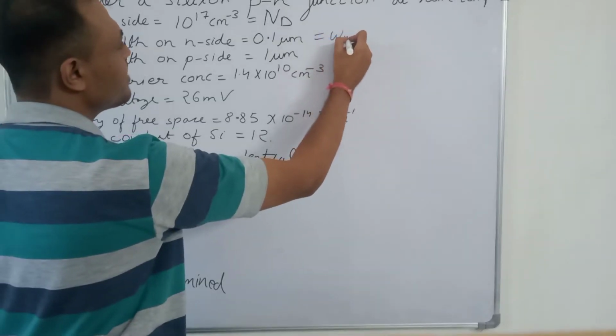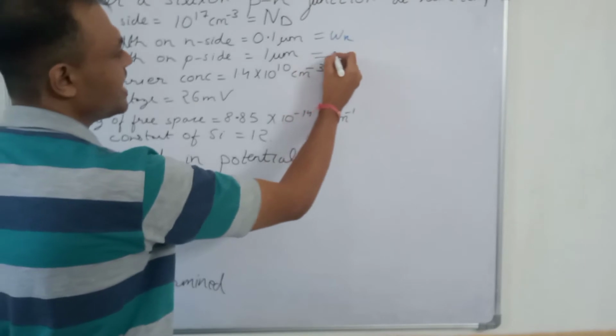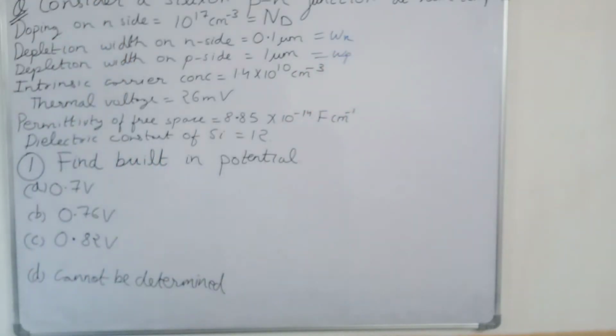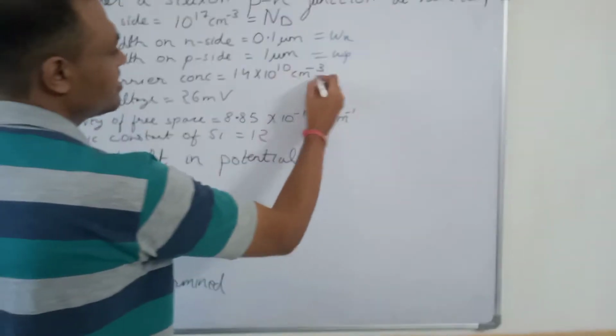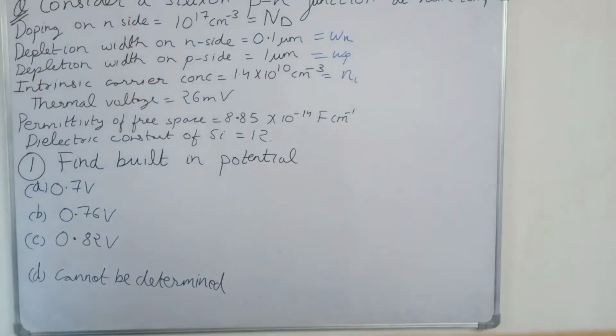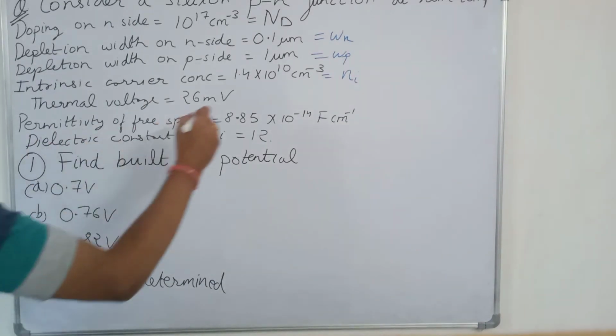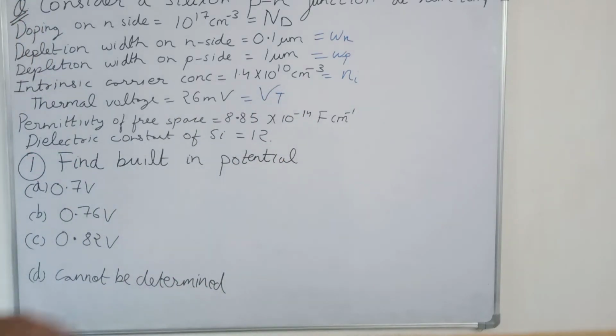Let this be denoted by Wn. Depletion width on P side is given as 1 micrometer. Let this be denoted by Wp. Intrinsic carrier concentration is equal to 1.4 into 10 to the power 10 per centimeter cube, denoted by Ni. Thermal voltage is Vt, given as 26 millivolt. In the first part we have to find the built-in potential.